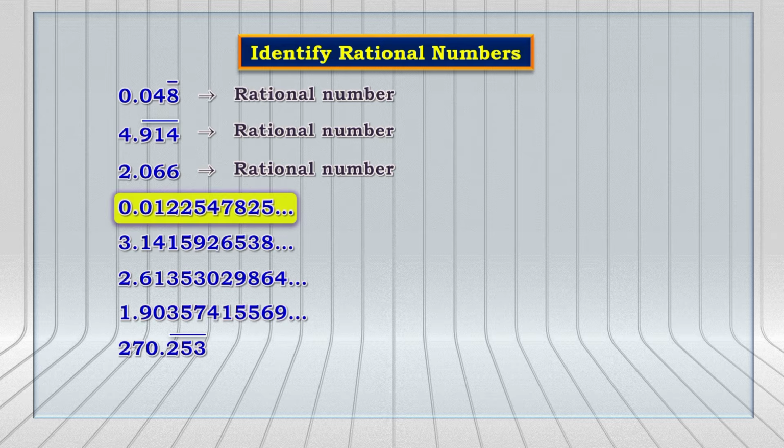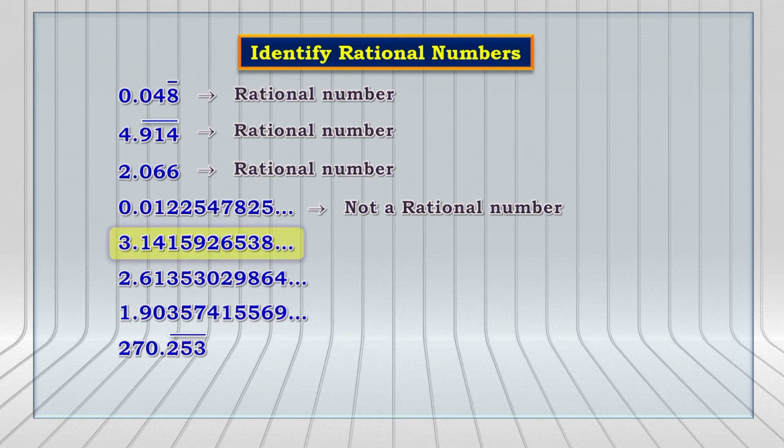0.0122547825 dot dot dot. So can you see any numbers repeating? No, there is no number repeating, right? We can't find any pattern over here. So this means this is non-terminating and non-recurring. Whenever a number is non-terminating and non-recurring, we call it an irrational number, that is, not a rational number. I think you remember that we have already covered these topics in class 9.